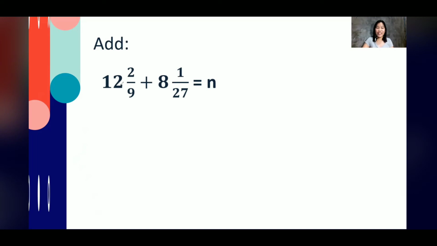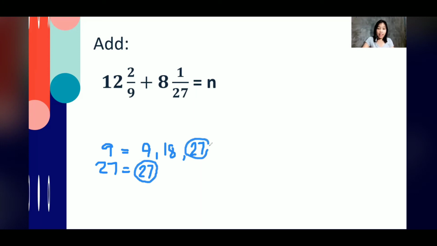These are mixed numbers, right? So we will first get the LCD. What method did you use? All right, let us use the listing method. 9, 27. 9 times 1 is 9, times 2 we have 18, times 3 we have 27. And here 27 times 1 is 27. As simple as that. We will stop here because we already got the common multiple. So 27 and another 27. So 27 will be our denominator.